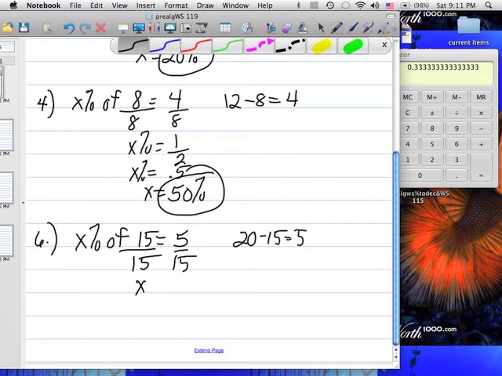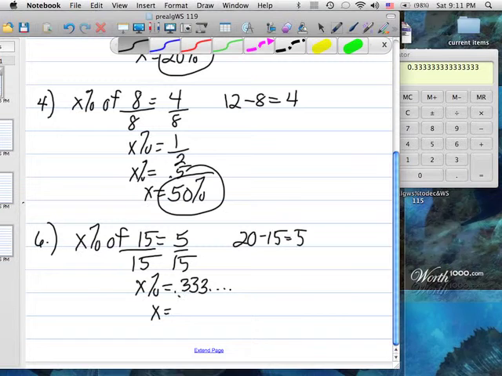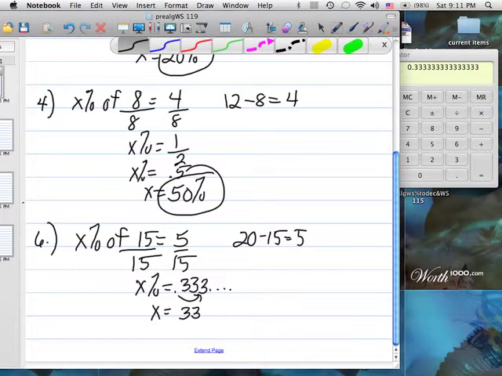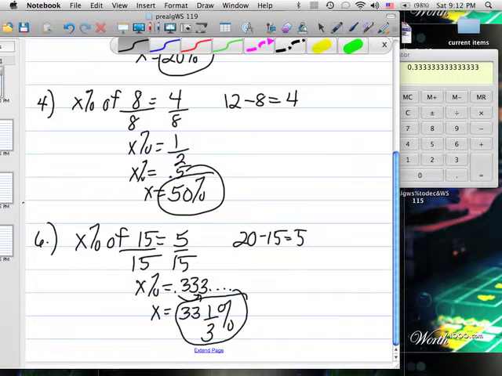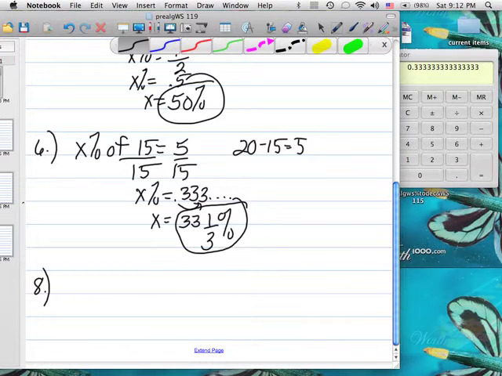So x% equals 0.3 repeating. And we move it 2 to the right, we get 33, and we are not going to put 0.3 repeating in a percent. We always change repeating parts into a fraction. So it's 33 1/3%. Mainly because we can't work with a repeating decimal.